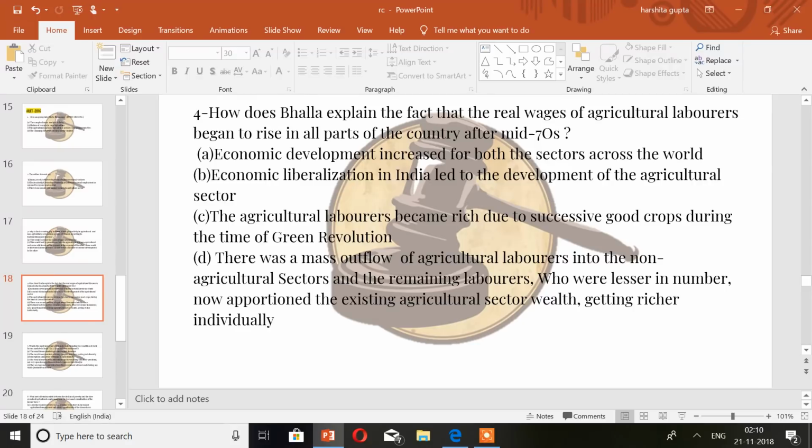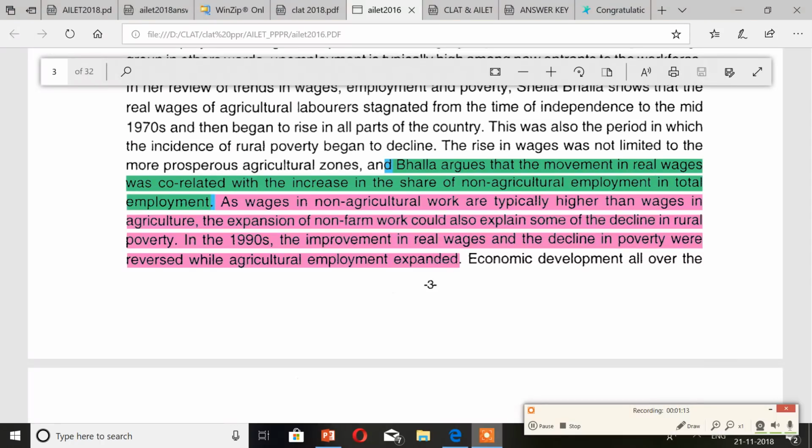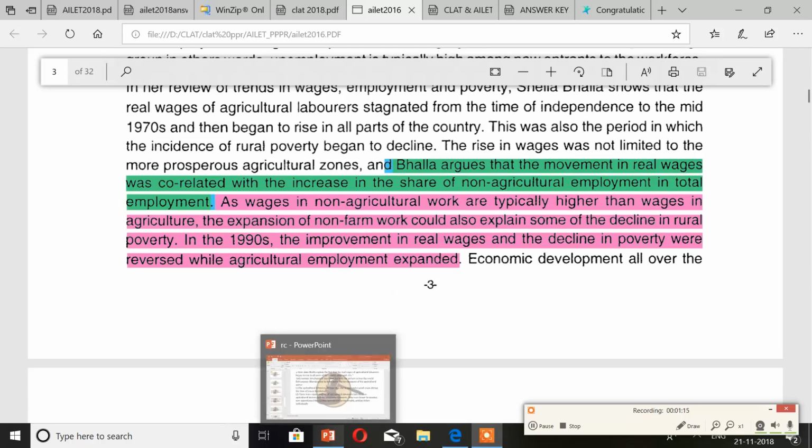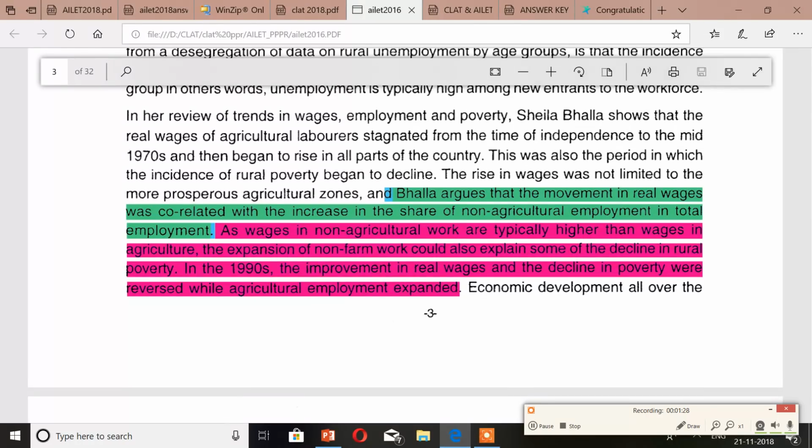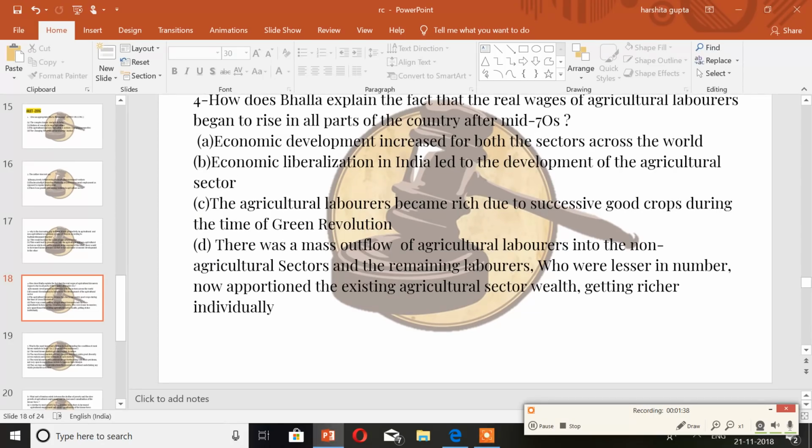How does Bhalla explain the fact that real wages of the laborers began to rise in all parts of the country after the mid 1970s? Now, if you see this part, Bhalla argues that it correlated with increase in employment and all that. So you can see this option D.